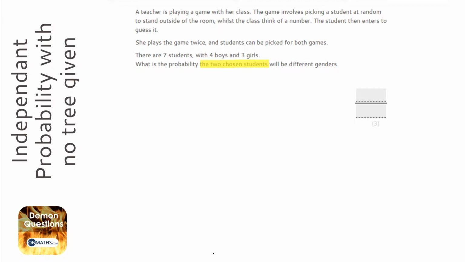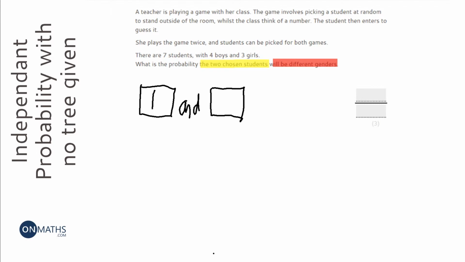Now, the question says that we're looking at the probability they will be different genders, okay? That's the important thing. Now, whenever it asks you the probability of something, never think of it that way. Always think about it as something and something else. Now, that's something and something else. Well, different genders. So the first one will be a boy, and the second one will be a girl.